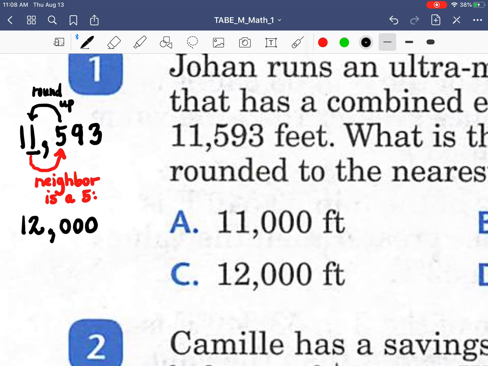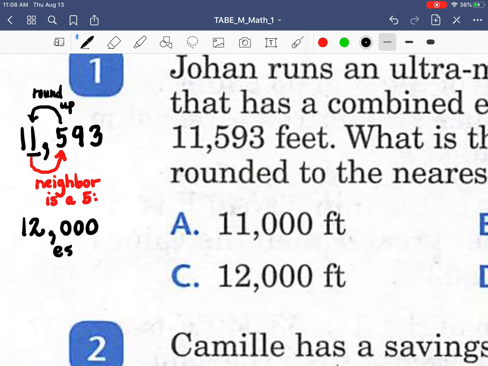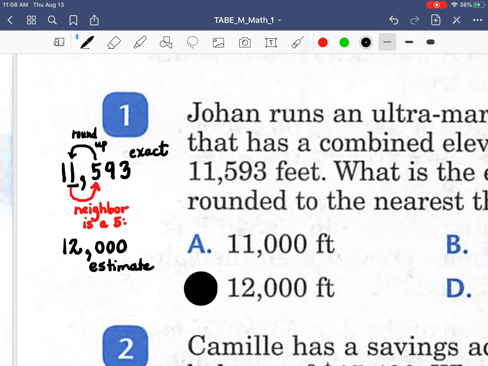So the estimate, and that's what this is called, it's an estimate. This is called the exact. The estimate that you and I need is C, 12,000 feet. What we're saying is that Johan's elevation was closer to 12,000 than to 11,000.